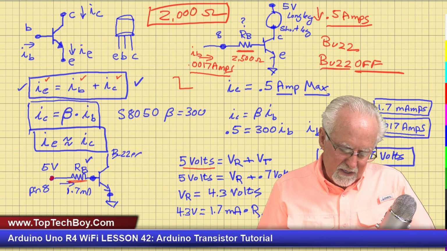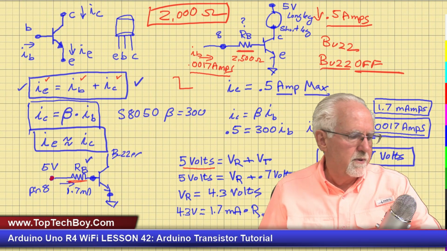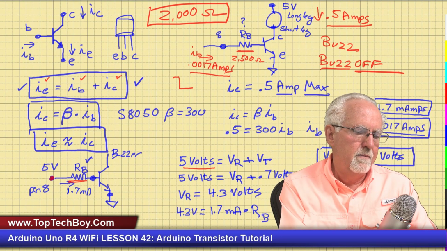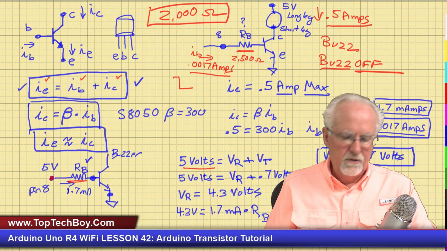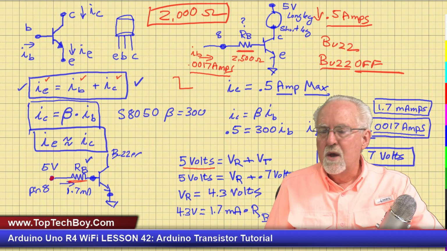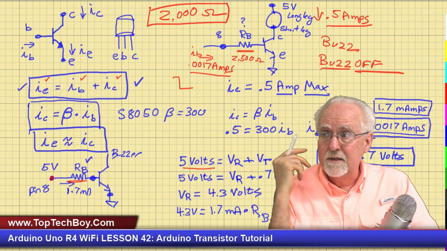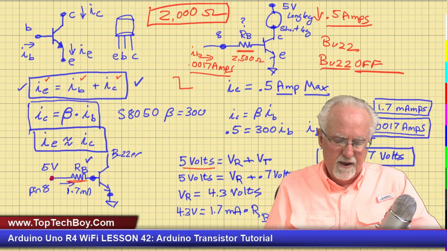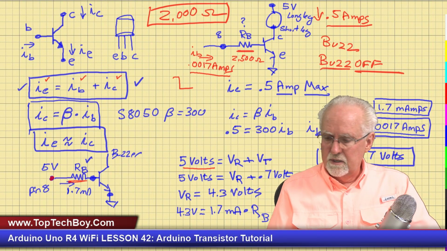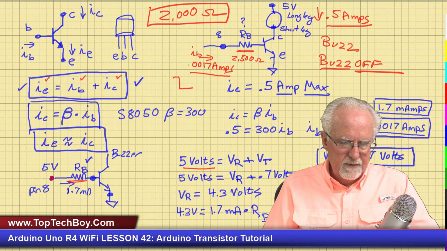Now, I think I said 2,500. I came up with what was the exact number that I came up with? 2,529 was the exact value. But since I have so much margin, the closest resistor in the kit is 2,000. So instead of 2,500, I'm going to use 2,000 ohms, and that should work. Okay, so let's see if we can hook this thing up now.